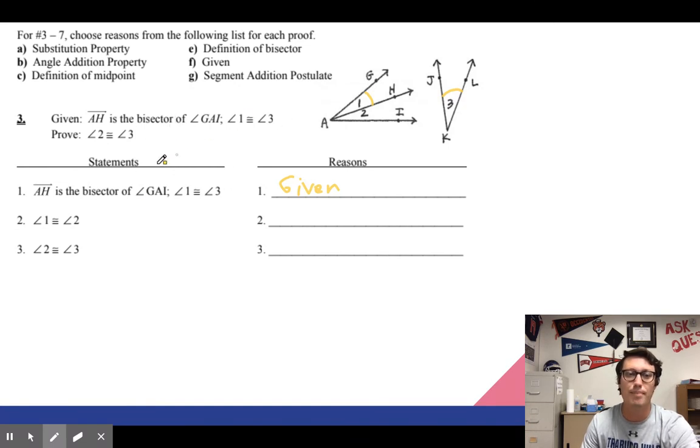Well, since it's bisector, we can now conclude also that angle 1 is congruent to angle 2. Notice, key words, bisector. Guess what? Number 2 is the definition of a bisector. Look for your key words. And if 1 is congruent to 3 and 1 is also congruent to 2, then therefore we can conclude that 2 is equal to 3, which means that this is either the transitive property or the substitution property. Same thing.